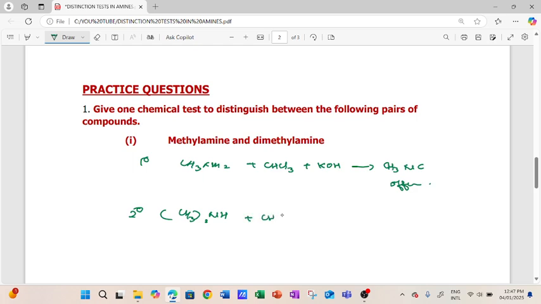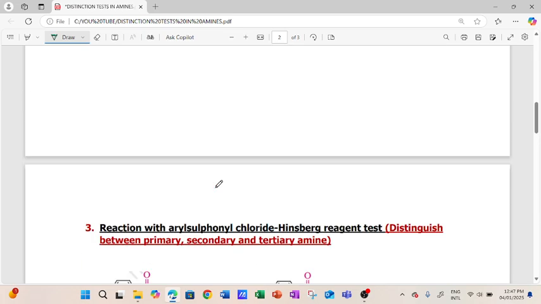But if we add the same reagents to a secondary amine, we will not get the observation, so we can write no characteristic observation. So this is how we can represent the reaction. The name of the test is to be written like carbylamine test. Got it? Now the second type.